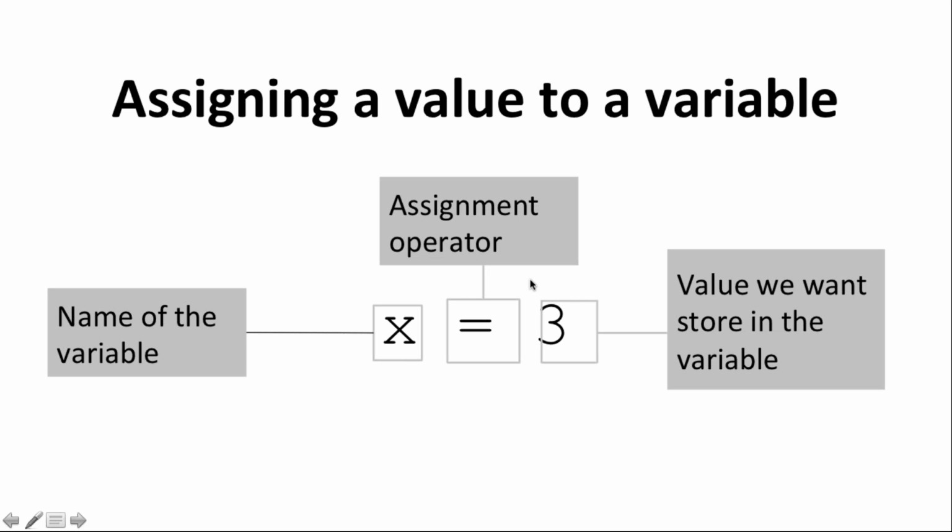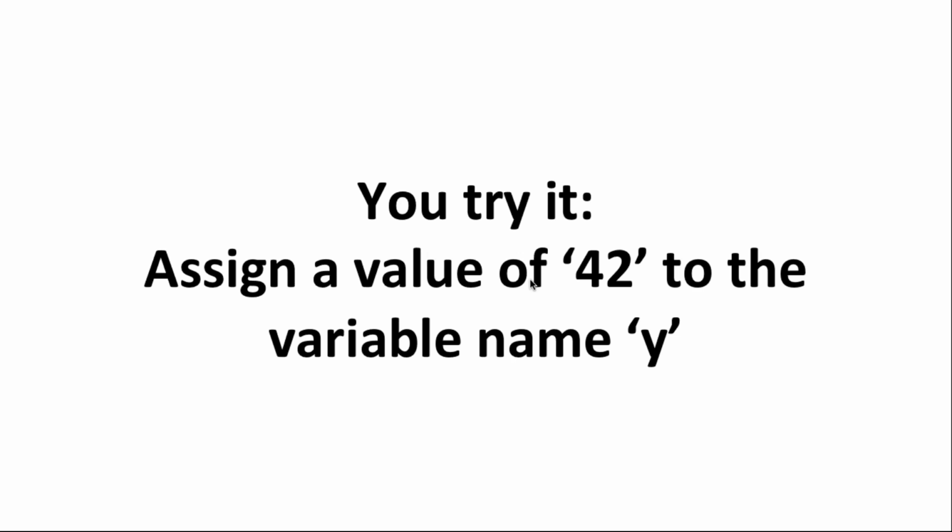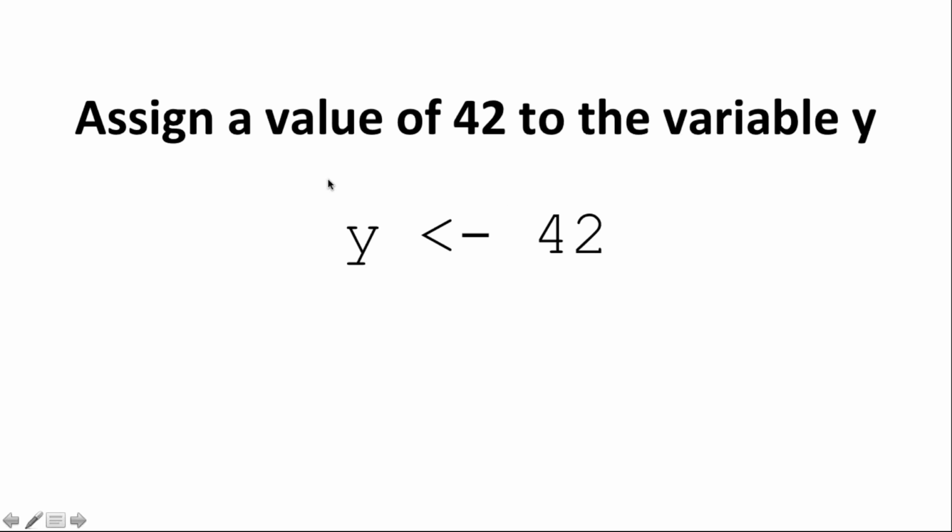Again, this is just describing what each of the elements are that you're looking at. So why don't you try it? Why don't you assign a value of 42 to the variable named y? If you go ahead and do that in your console window in RStudio, you'll do something that looks like this, right? I hope that you're following along. I'm monitoring the text chat along the way.